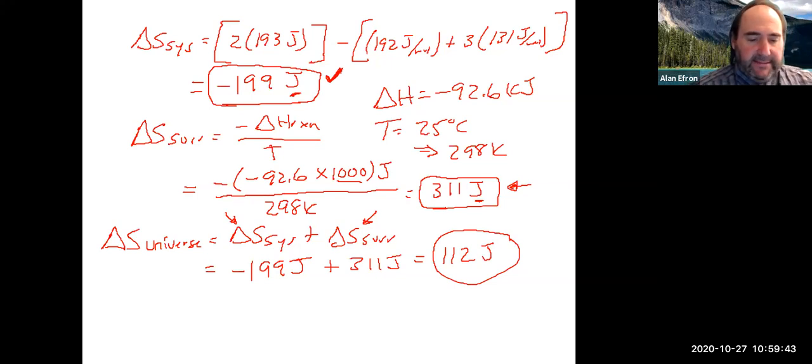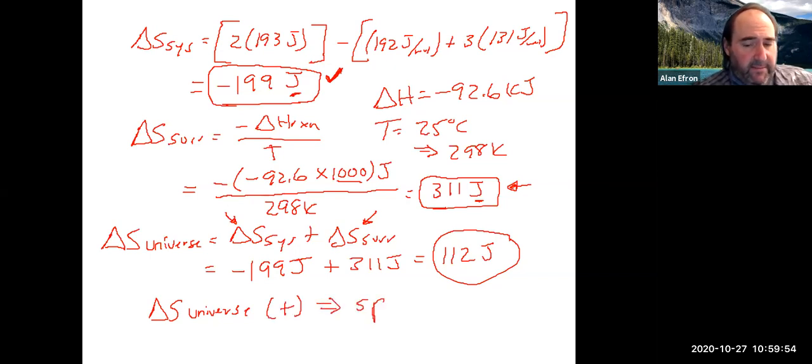And because our delta S of the universe here is positive, that would tell us that this reaction is going to be spontaneous. Any questions on any parts of that calculation?